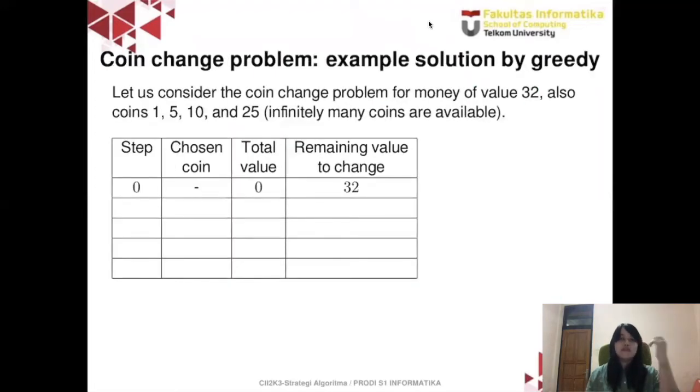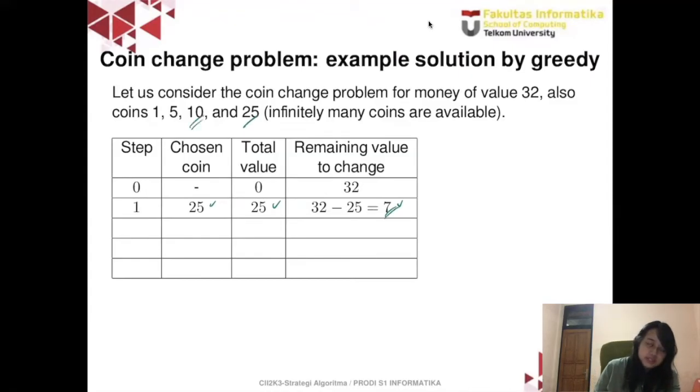For example, if we have the same problem as before, we have money of value 32 and also coins of value 1, 5, 10, and 25. So at first we have money of value 32 to change, and because the selection function chooses the largest one first, we can take 25 first. So we choose 25 so that we have a total value of 25 and we still have money of value 7 to be exchanged. The next one, we check if we can select 25, but based on the feasibility function, we cannot because we only have 7 remaining.